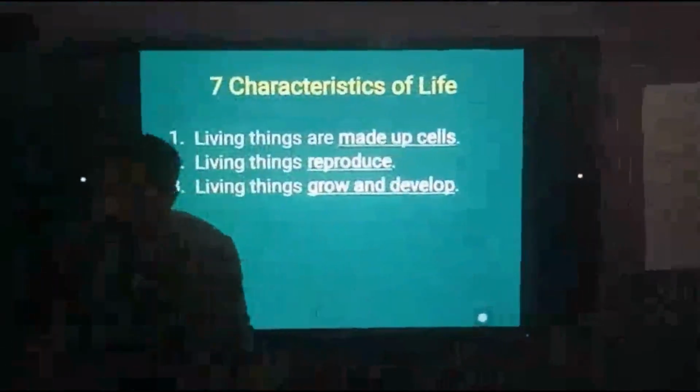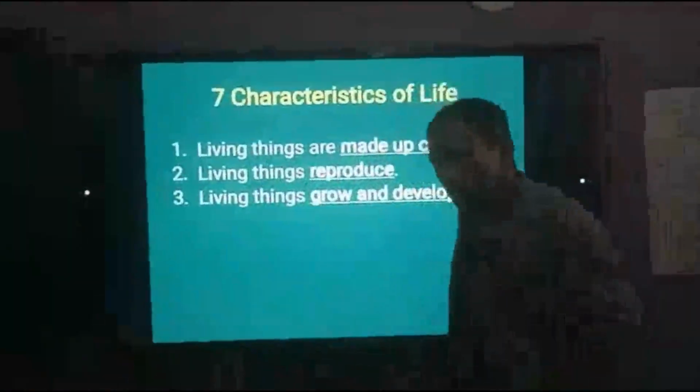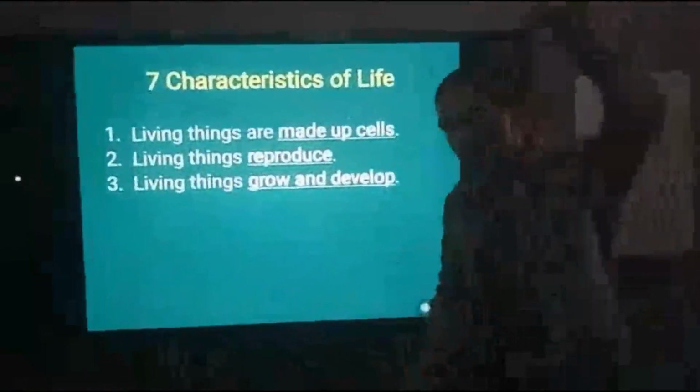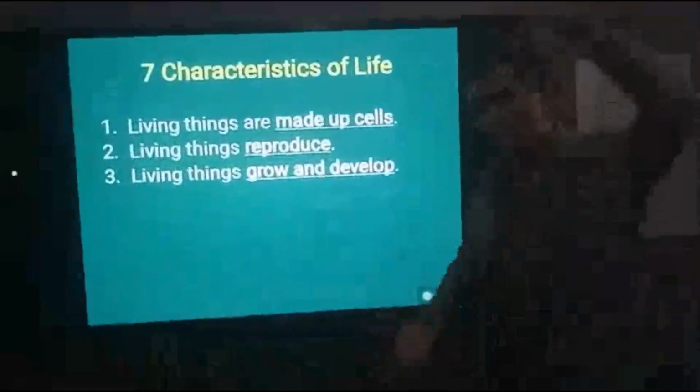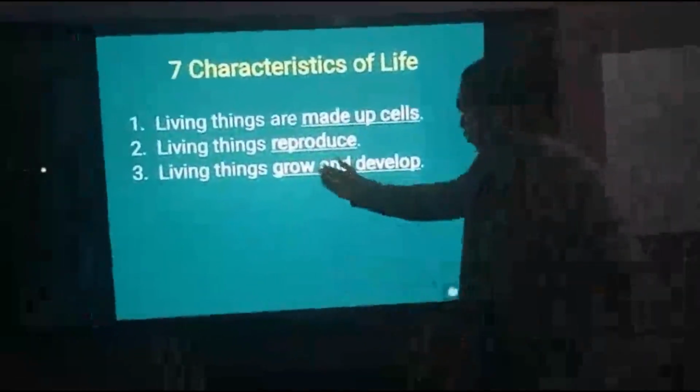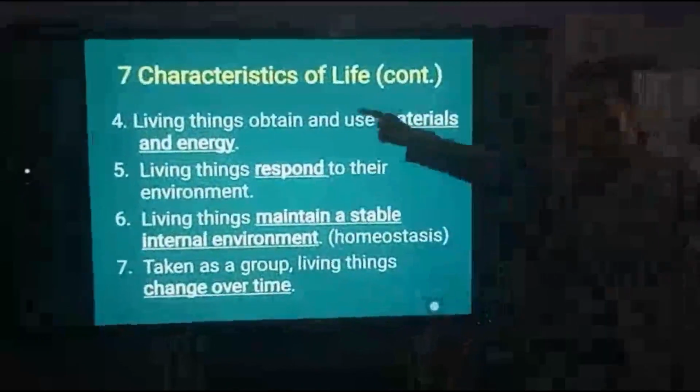That way, living things are growing. With time, they can grow, they can become large or big. Simply I can explain, it can become big. Living things grow and grow. Okay, let's see what is the fourth one.